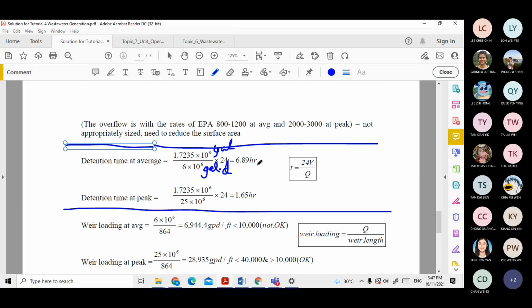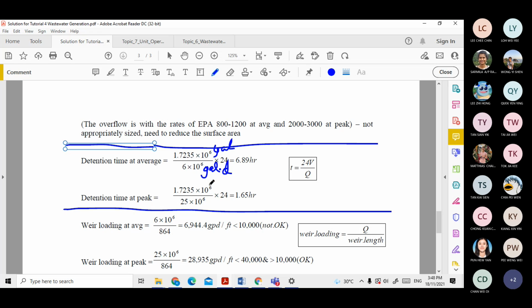So the detention time is 6.89. After you divide this volume by the flow, the value you obtain is in the unit of per day. Only when you multiply the answer by 24 do you get the answer in hours. One day, 24 hours.